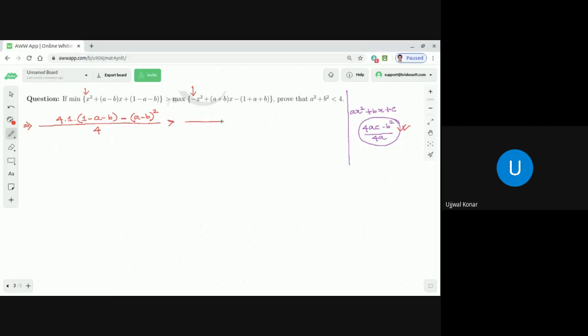The same thing applied here: 4 into a is what, dear students? -1. And what is c here? c here is minus of (1 plus a plus b). 4ac minus b square, minus of (a plus b) whole square divided by 4 into a, 4 into -1. Notice it very carefully.